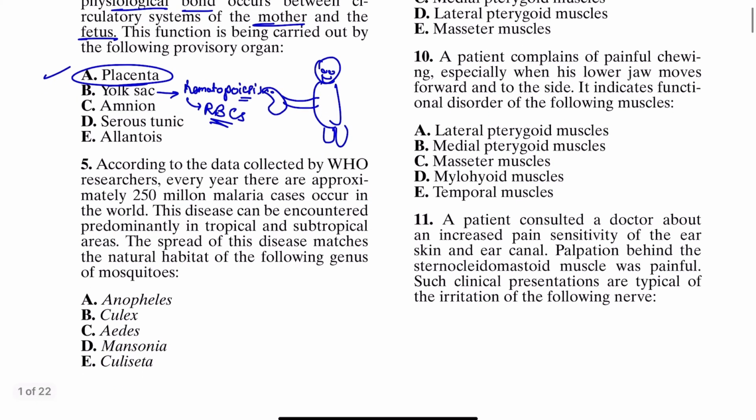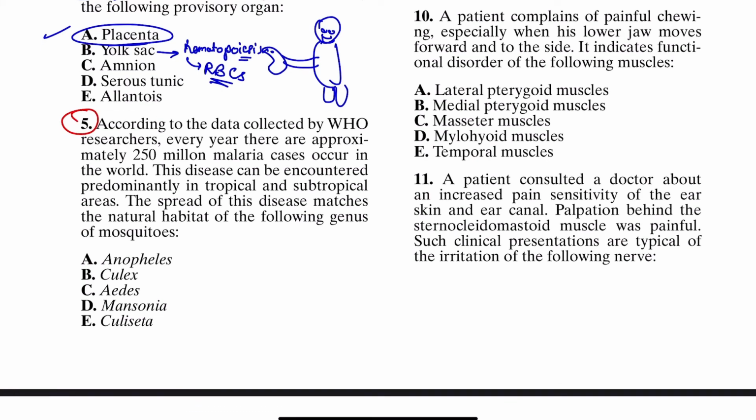Another Krok question. Here we see data collected by the World Health Organization that there are malaria cases, and then they ask in the end about the spread of this disease, like which mosquito bite can spread malaria. Anopheles mosquito bite contains the plasmodium, which causes malaria, a protozoa.